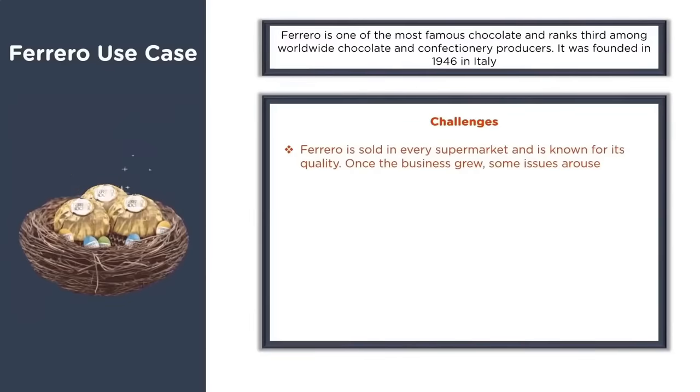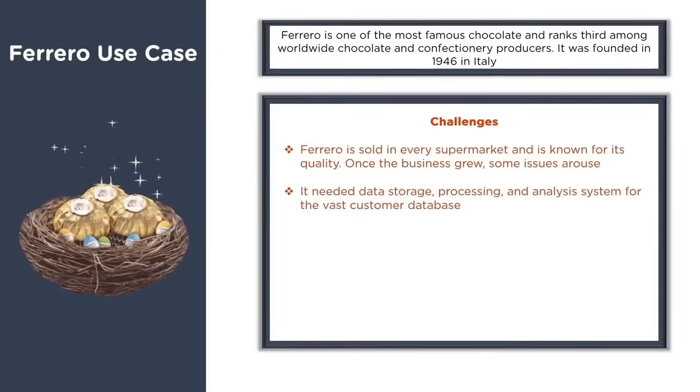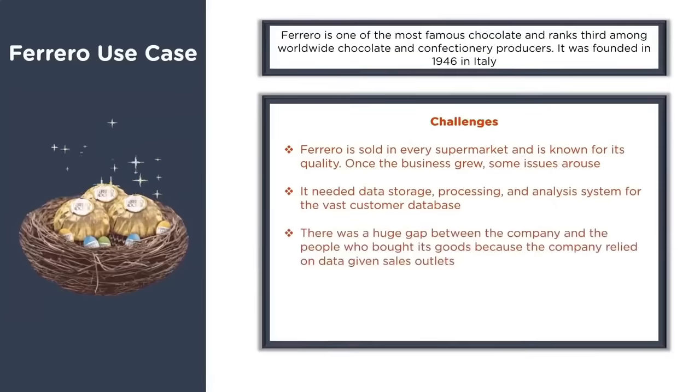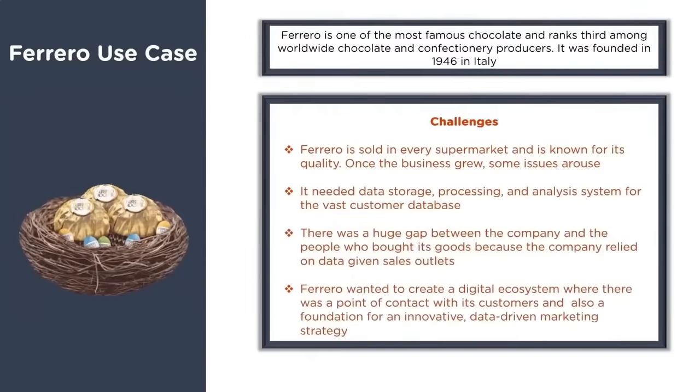You have issues popping up, which could be related to the volume of data, the speed with which the data is getting generated, the variety of data, and also looking at your platforms which support different dynamic applications or your scalability requirements, performance requirements, and so on. So it needed a data storage, processing, and analysis system for a wide customer database. There was a huge gap between the company and the people who bought its goods because the company relied on data given by sales outlets. Now that's one of the challenges.